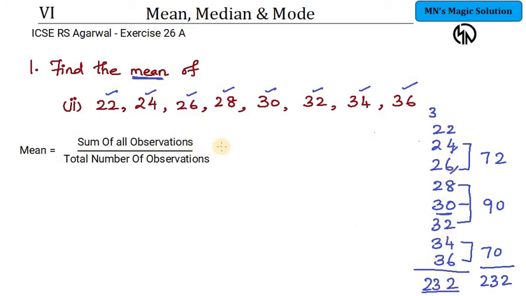So the sum of all observations, how much is it? 232. That you have to divide by the total number of observations. Already we counted the total number of observations to be 8. So you will divide 232 by 8. Upon dividing, I get the answer as 29. So x bar or the mean value is nothing but 29 for the set of 8 data.